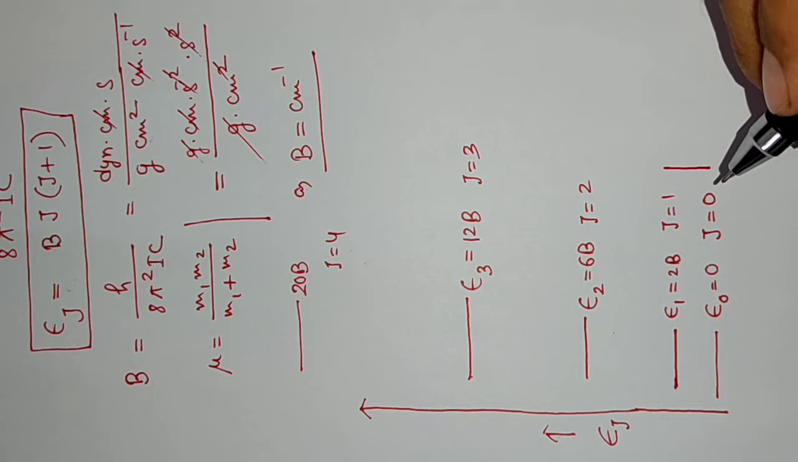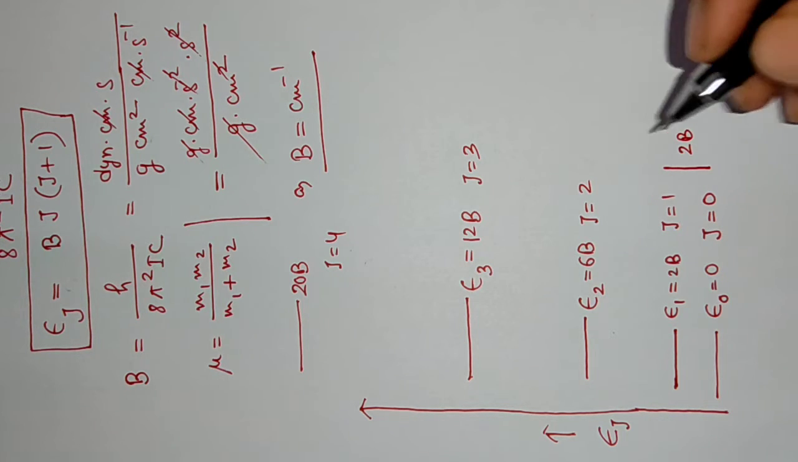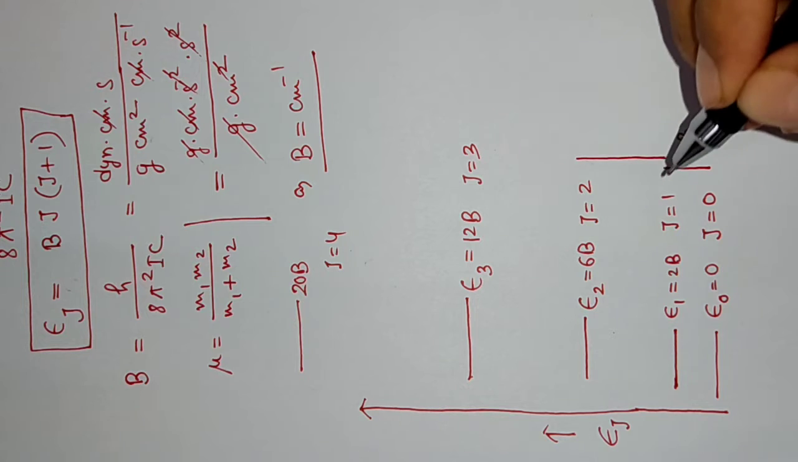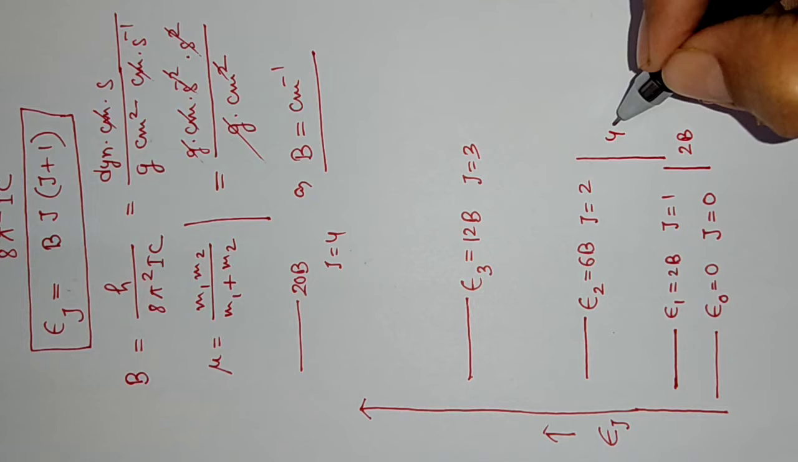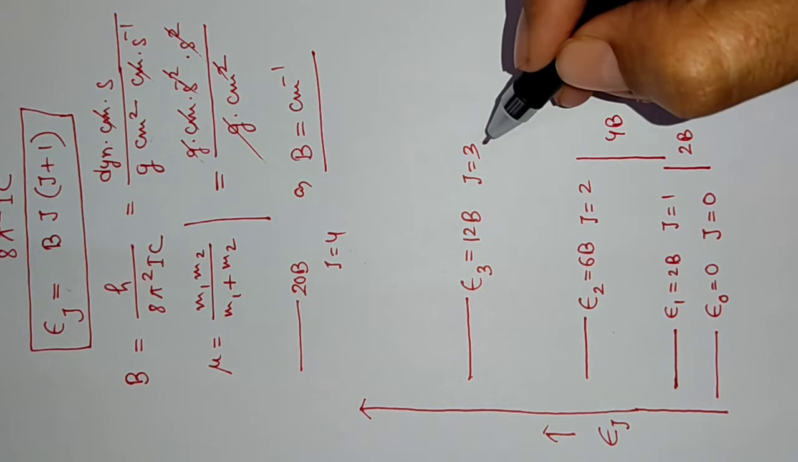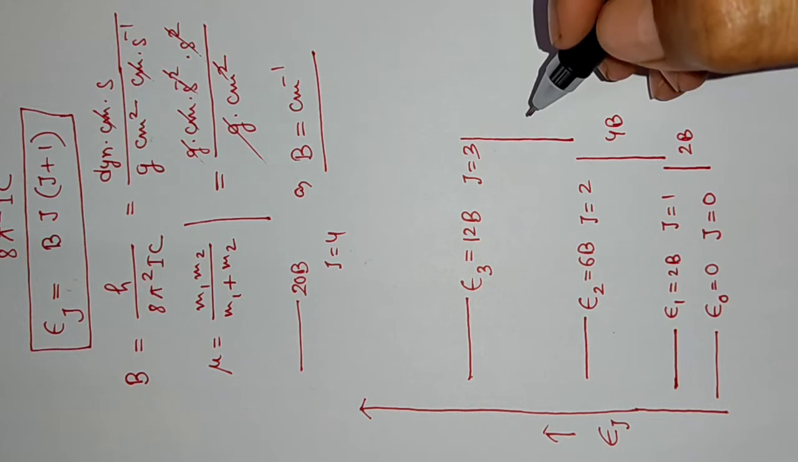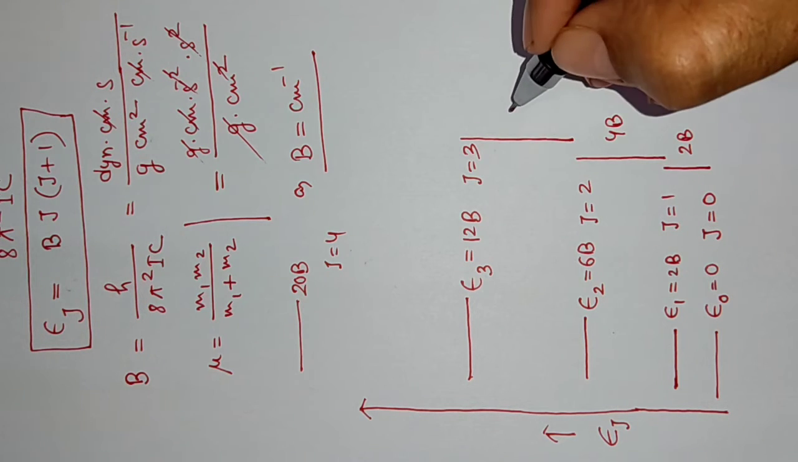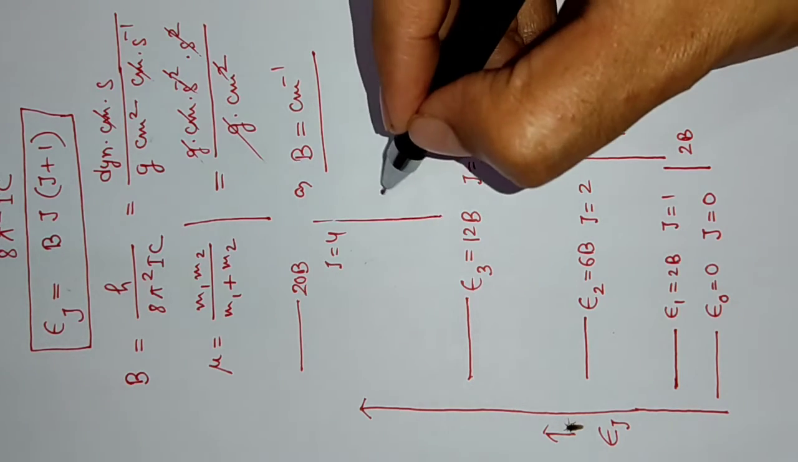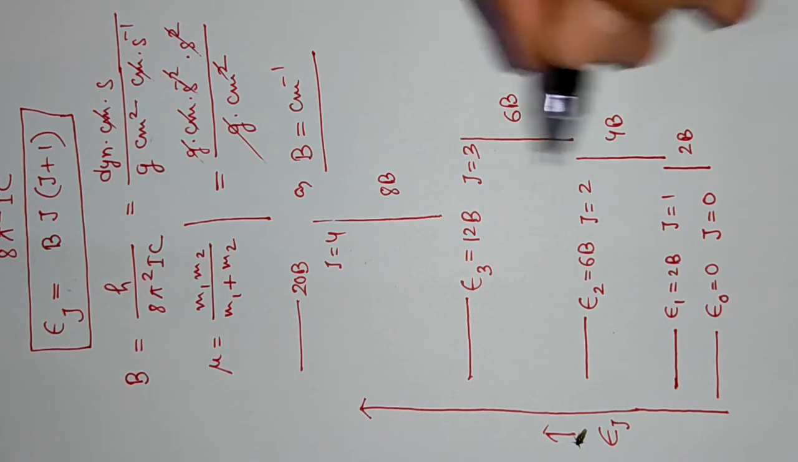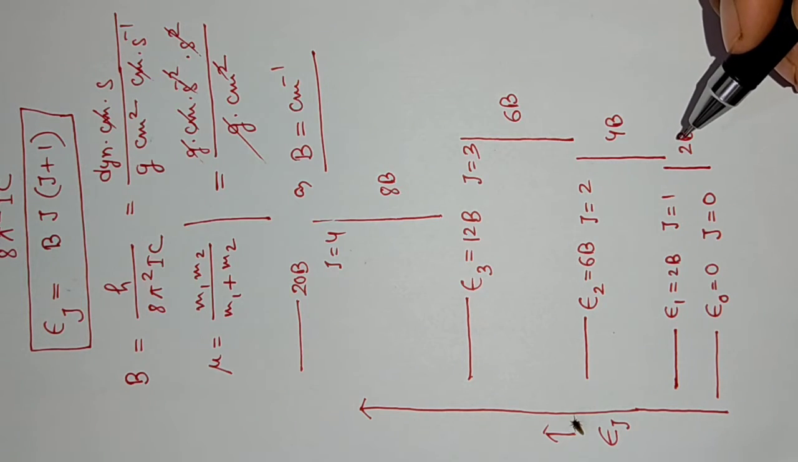The gap between the ground state and the first excited state is 2B. Between the first and the second excited state is 6B minus 2B, it is 4B. Between second and third excited state, it is 12B minus 6B, so it is 6B, and here it is 8B. So the gap is increasing gradually with increase in the rotational quantum number.